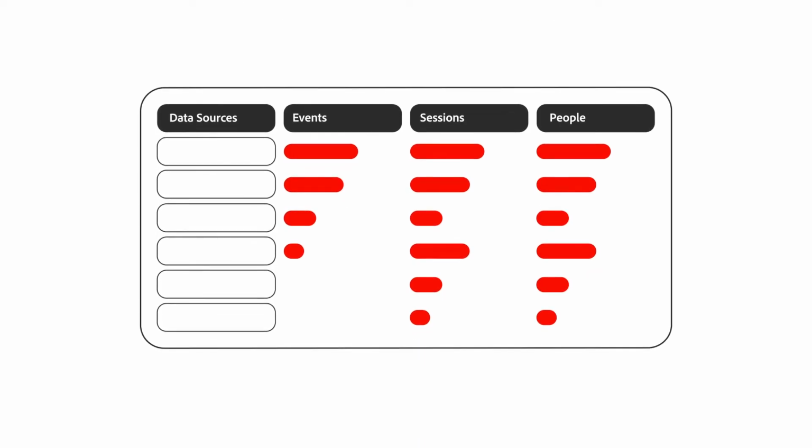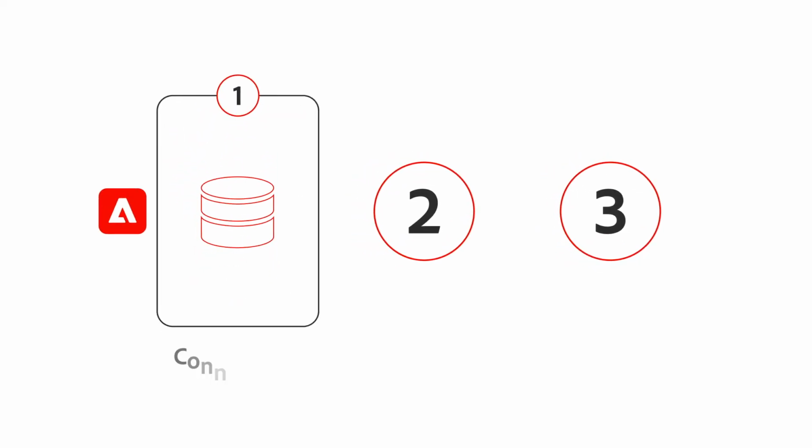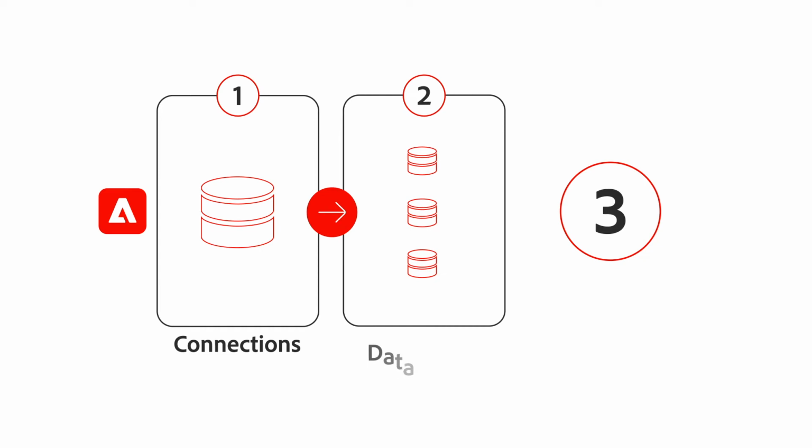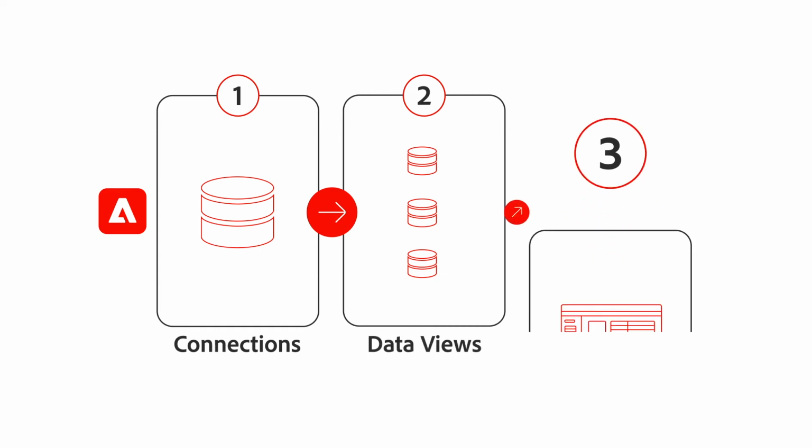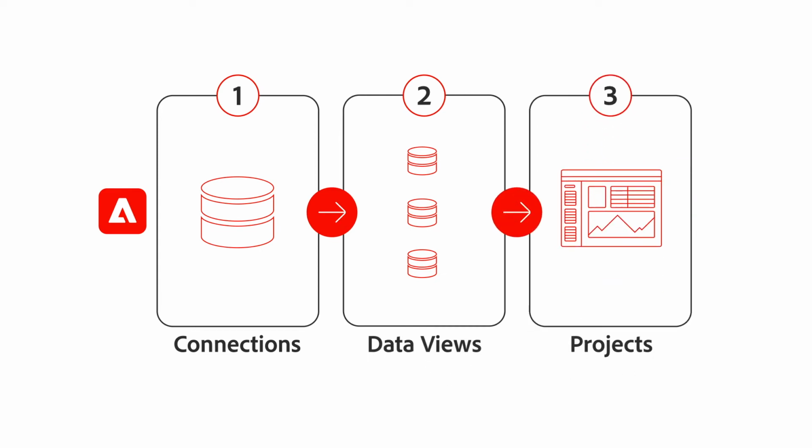Working with data in Customer Journey Analytics boils down to three basic steps. First, connecting your data sets. Second, building data views from your connections. And third, analyzing your data using Analysis Workspace projects.